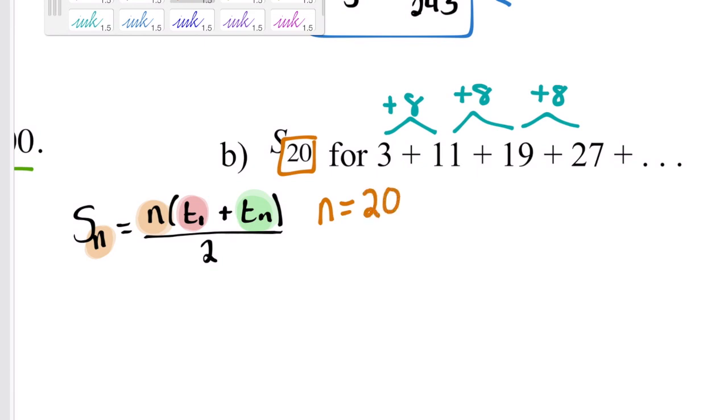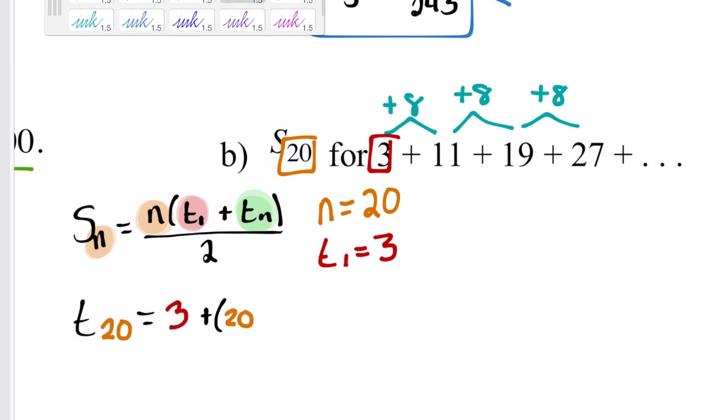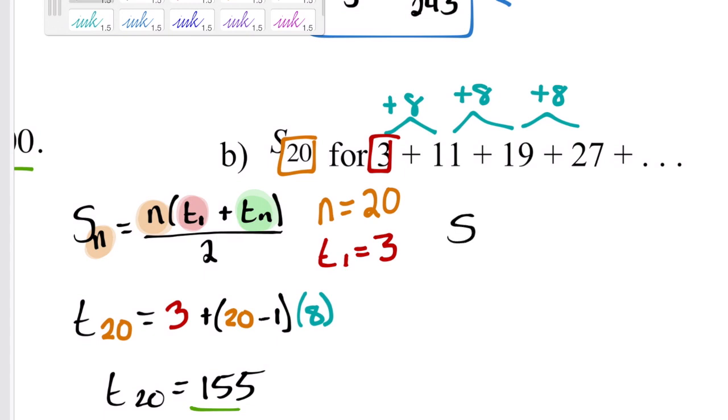I need my first term, which is going to be that 3. And they don't tell me the 20th term, but again, we can figure that out using the t sub n formula. I'm going to do t sub 20. So my 20th term will end up being 155 whenever we do all that out. So now I have everything that I need in order to do out this formula.